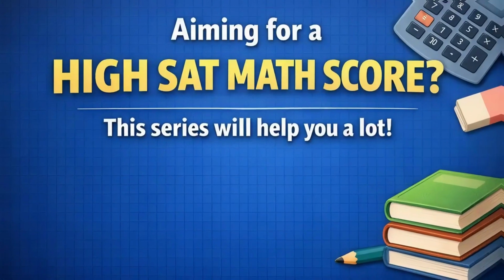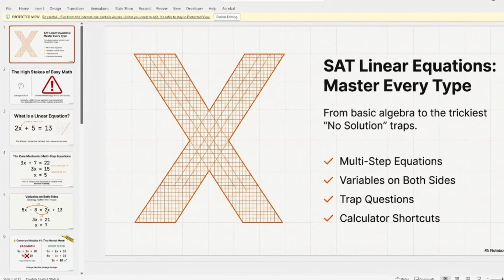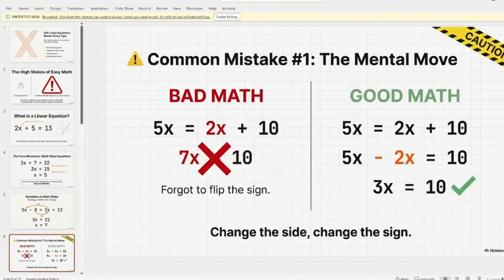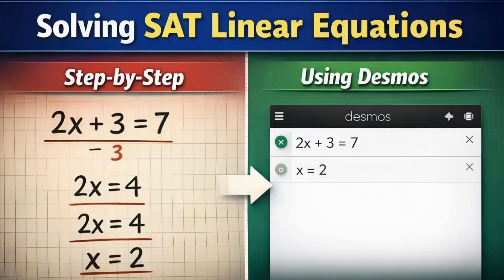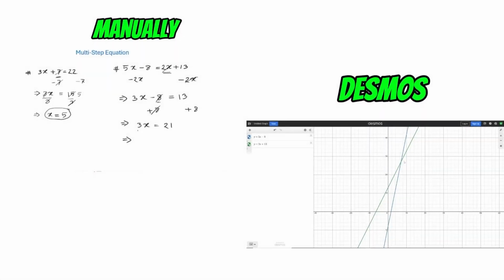Aiming for higher ACT math score? Then this series will help you a lot. In this lesson, I'll show you how to solve ACT linear equation step by step manually, and then I will also show you how to solve them using Desmos, the built-in calculator of the digital ACT.